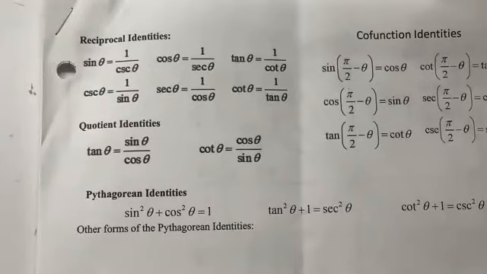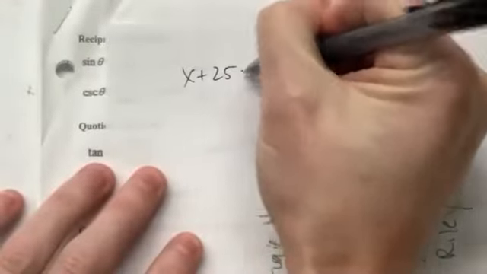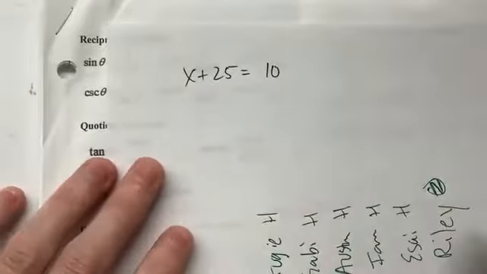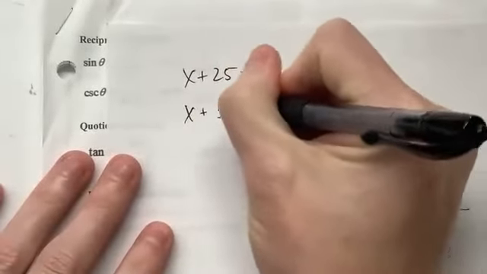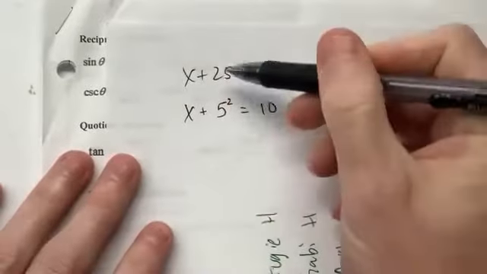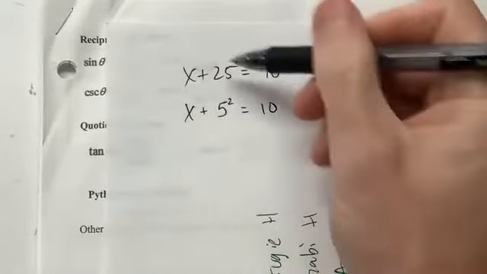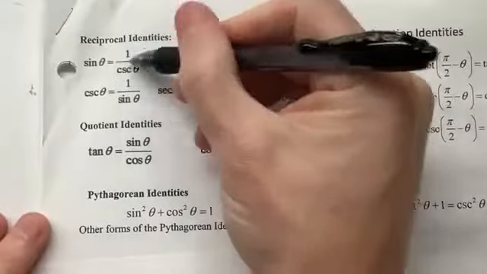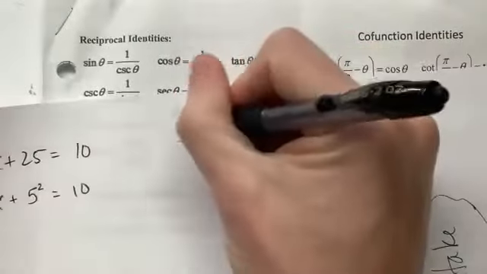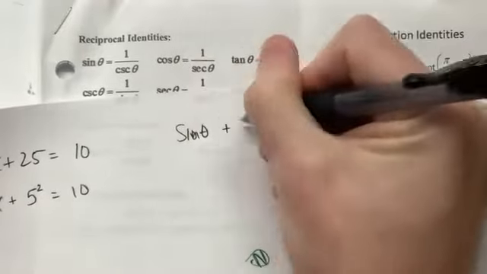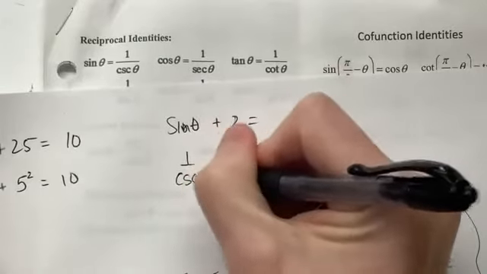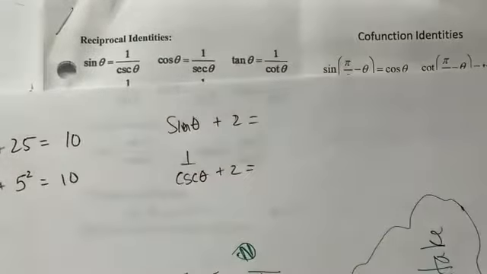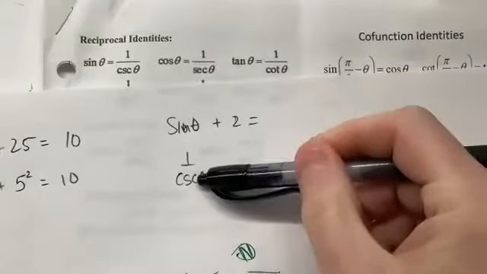It's similar to this: say you had an equation like x plus 25 equals 10 or something, and instead of writing 25, you change 25 into 5 squared, since that's the same thing as 25. We're going to be doing things like that. If you know sine is equal to this, say you had the sine of theta plus 2 equals something, you could change the sine into 1 over the cosecant of theta plus 2 equals something. So it's just changing something into something that it's equal to.